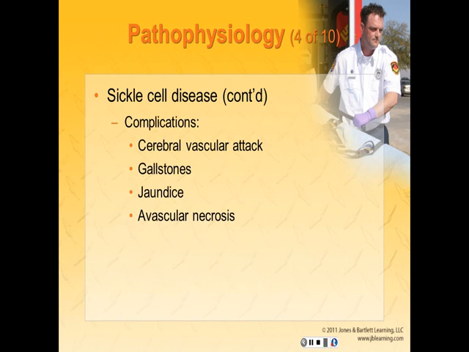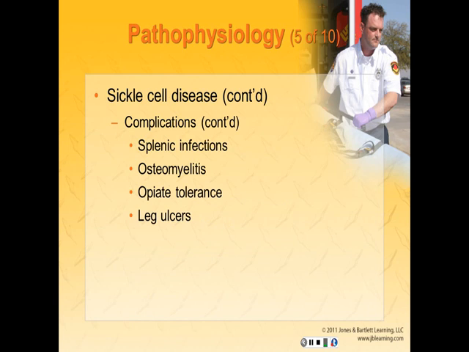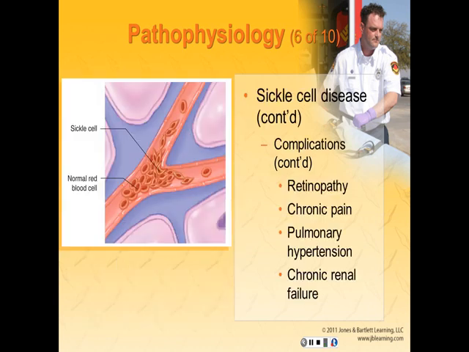Sickle cell disease complications. Although some take days and weeks to develop, some complications are acute and life-threatening. For example, cerebral vascular attack, gallstones, jaundice, avascular necrosis, splenic infections, osteomyelitis, opiate tolerance, leg ulcers, retinopathy, chronic pain, pulmonary hypertension, and chronic renal failure.